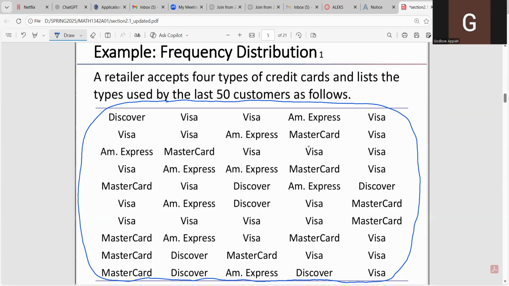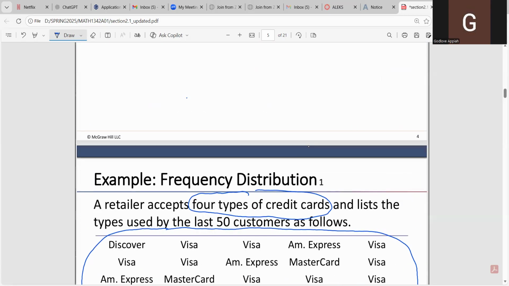All right, so obviously this is a qualitative data set. And in this data set, there are 4 categories. The 4 categories are the 4 types of credit cards in this data. The credit cards are Discover, Visa, American Express, and MasterCard. So these are the 4 different categories that exist in this qualitative data set. The goal here is to construct a frequency distribution for this data set. That means we have to come up with a table that presents the different categories with their respective frequencies.